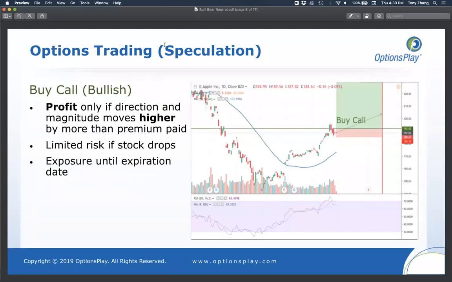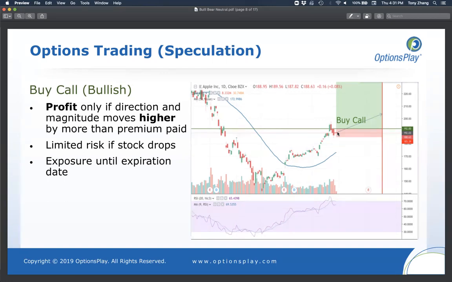So when we're talking about options, the first scenario we'll talk about is we're bullish on a stock. Same stock, Apple, trading around 189. If I'm bullish on Apple, the difference between buying a call option and buying a stock is the fact that when you buy a call option, you only actually have profits if the direction and the magnitude moves higher than the premium that you pay for that call option.